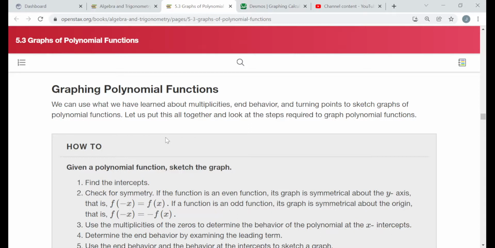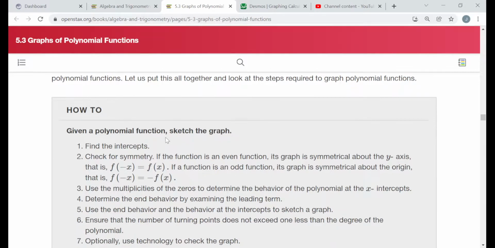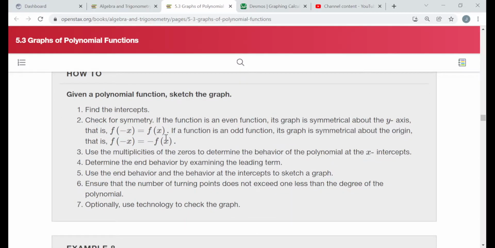I'm just going to go over this how-to box here because this is what I'm going to do for you in each of the examples. It's how to, given a polynomial function, sketch the graph. This is pretty much putting together all the little bits and pieces of the previous videos from section 5.3 and also even 5.1 and 5.2 of this text, putting it all together to make one complete graph.